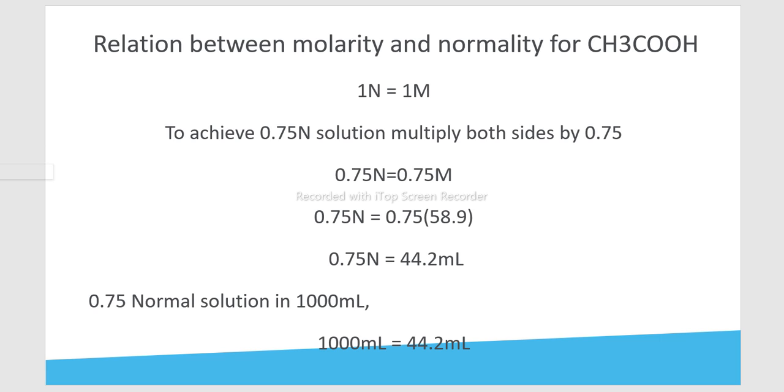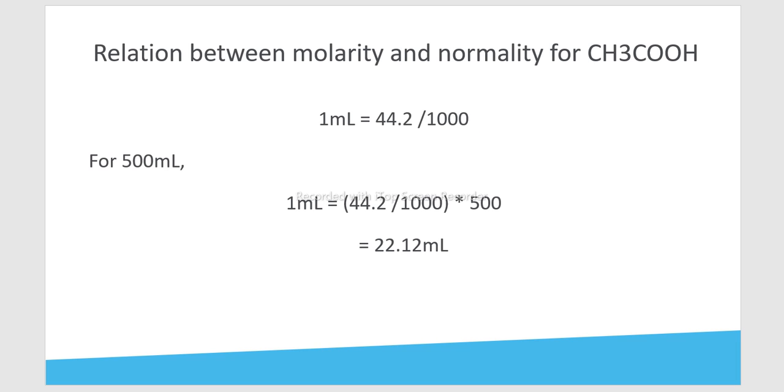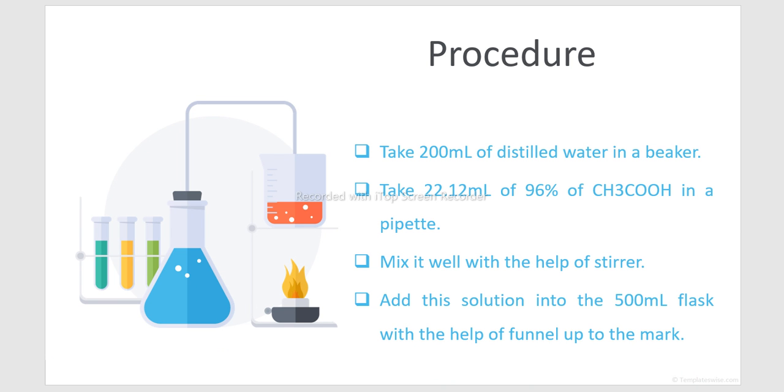Now the 0.75 normal solution in 1000 milliliter equals 44.2 milliliter, and then 1 milliliter equals 44.2 divided by 1000. For 500 milliliter, which we need to prepare in the volumetric flask, 1 milliliter equals 44.2 divided by 1000 and multiplied by 500. That will give us the final value of the volume that we need. It is 22.12 milliliter, which is at 100% purity of CH3COOH, in the given purity of 96%. So what will be the procedure?